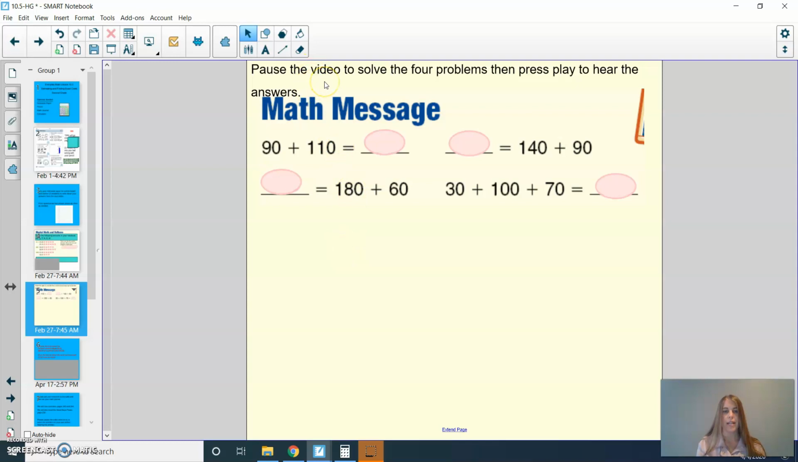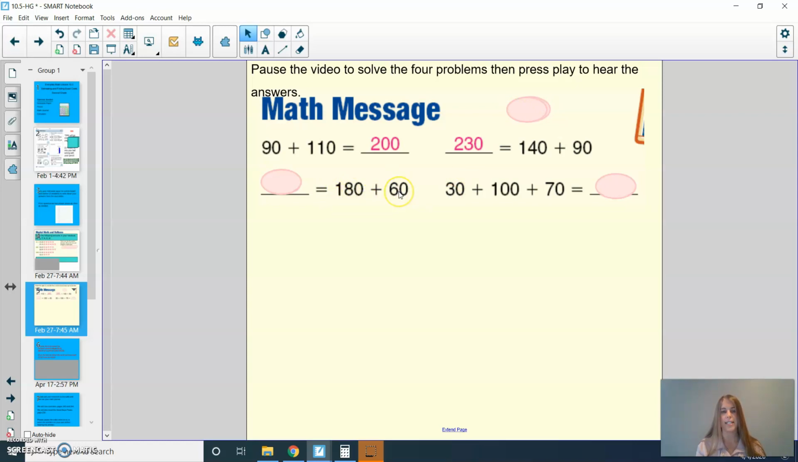For this page, I'm going to ask that you pause the video to solve the 4 problems and then press play to hear the answers. So again, maybe write down the 4 problems, solve them, and then press play. 90 plus 110 is 200. 140 plus 90 is 230.